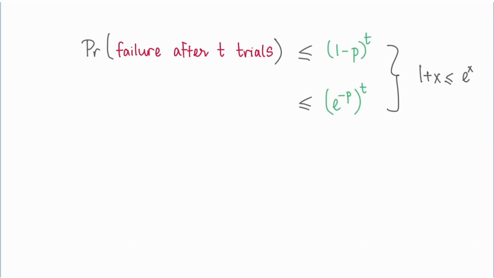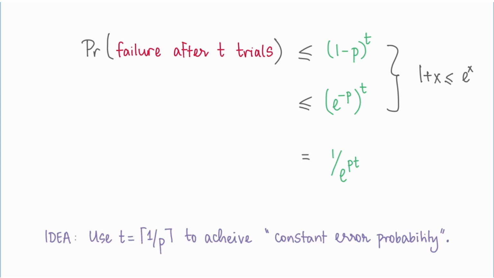Now let's simplify this a little bit further. Because of this inequality, 1 plus x is at most e to the x, we can say that (1 minus p) to the t is at most e to the minus pt. Just writing it out as a fraction, hopefully it's visible that if you do 1 over p repetitions of your experiment, then you have a constant bound on the error probability. By a constant bound, I just mean that there is no dependence on the input size. It's a universal constant, in this case something to do with 1 over e.